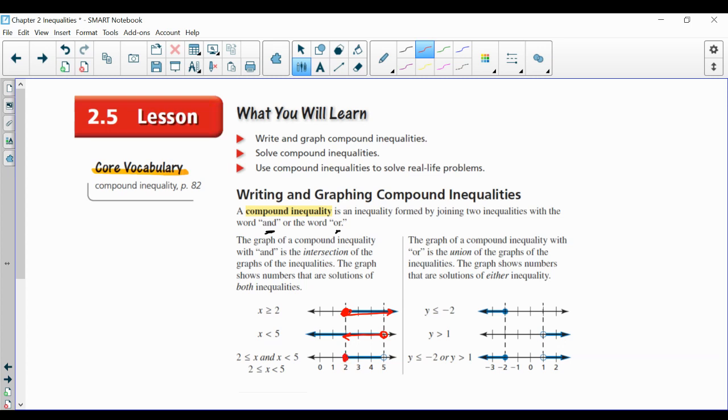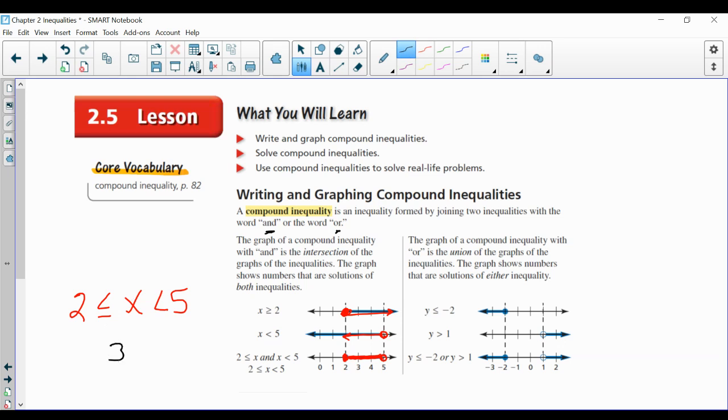So if I start here at 2, and I know I'm going to end here at 5, my "and" inequality is going to be true for all the numbers in between here. So if I say x is greater than 2 and less than 5, then anything that's true I could put in here.